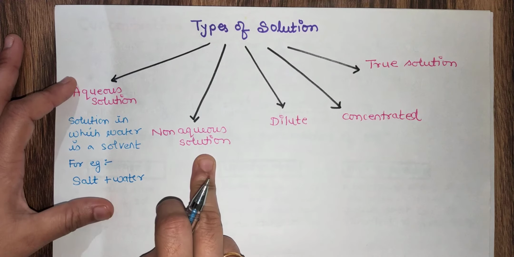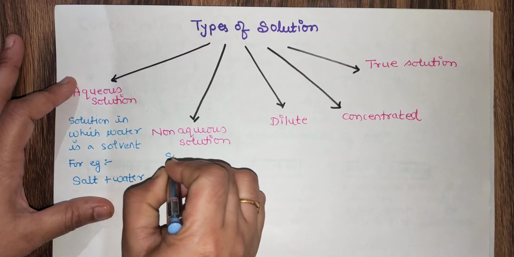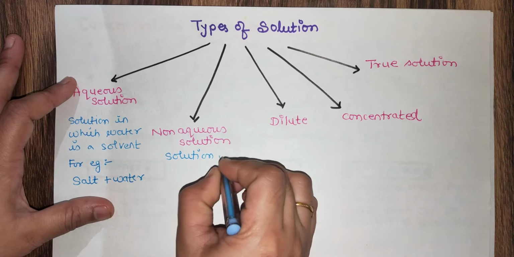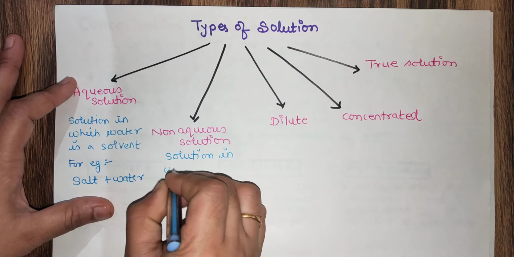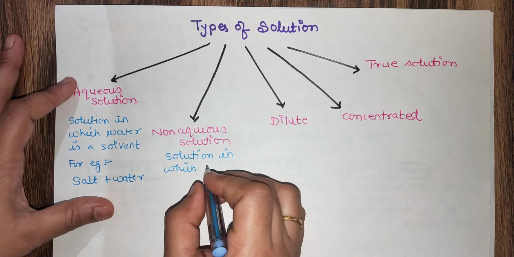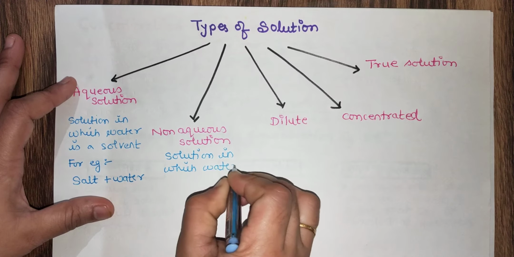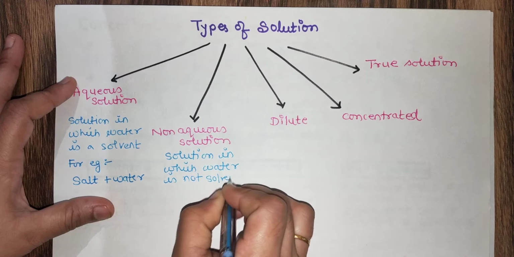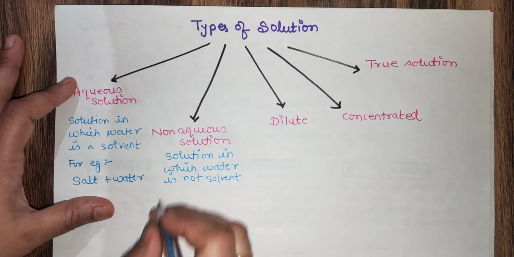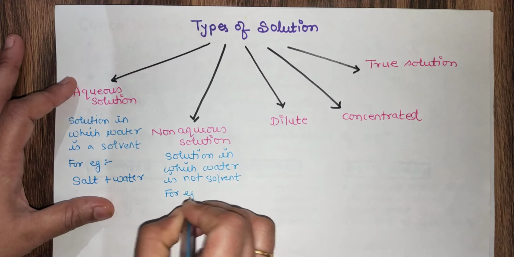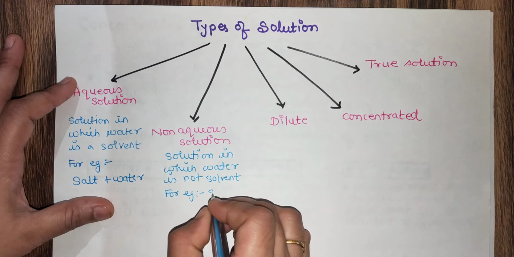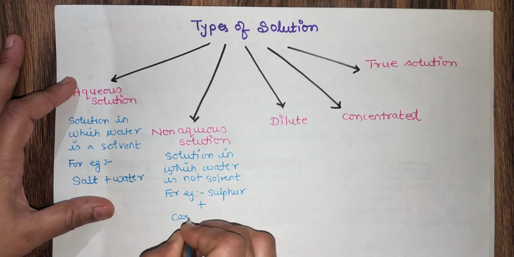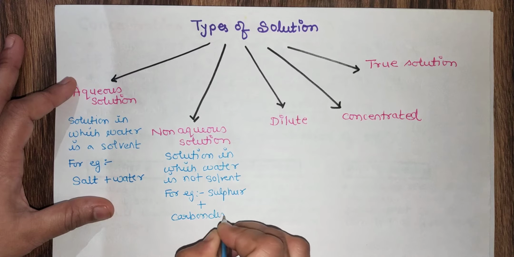If you talk about non-aqueous solution, it is very simple. A solution in which something other than water is the solvent, in which water is not the solvent, will be a non-aqueous solution. For example, you can see sulfur dissolved in carbon disulfide. So here carbon disulfide is your solvent.